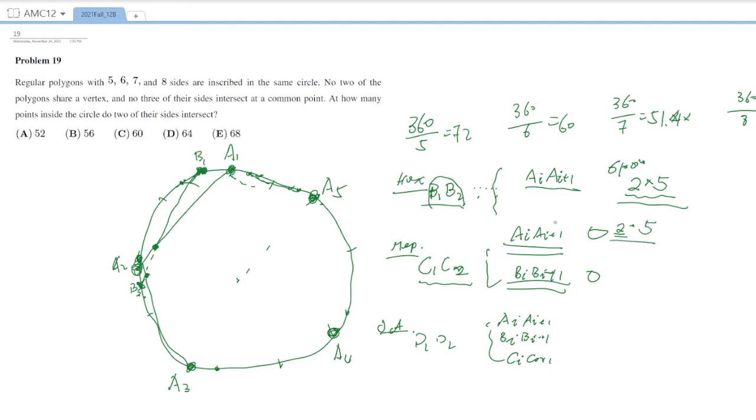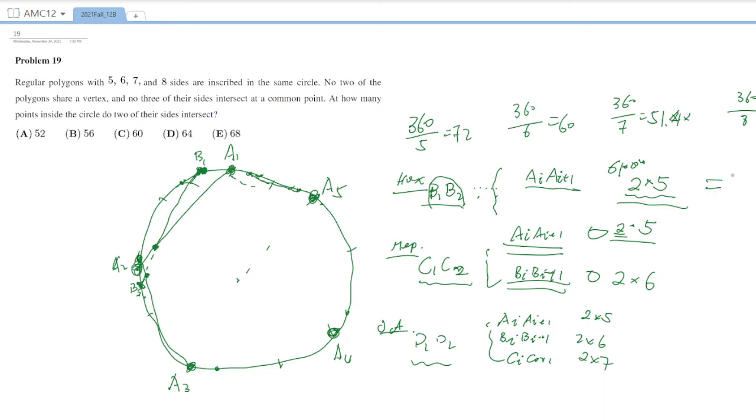Okay, the same reasoning. The segments between B1, B2 up to B6, 7 points put into the 6 segments. So there is 1 segment that has 2 points. There is no segment over there, so that's 2 times 6. Based on the same reasoning, this one is 2 times 5, 2 times 6, and 2 times 7.